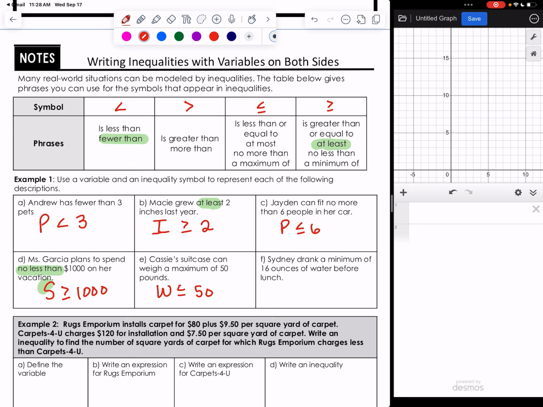All right, welcome back. Now, it doesn't matter what variable you used for this problem. I used W to represent the water, and it says Sydney drank a minimum of 16 ounces. That means she drank 16 ounces or more. So I used greater than or equal to 16. So fix anything that you got wrong on that particular problem.